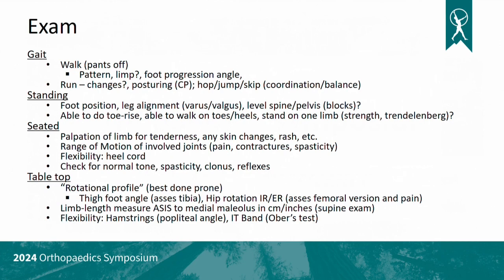And then on the tabletop, at the end of the slide, I'll talk more about rotational profile and how we look at kids that have either maybe tibial torsion or femoral anteversion, because I get a lot of questions and referrals for what's in-toeing, what's out-toeing, and how do we figure out where it's coming from. And so I have a whole little section on that here coming up.